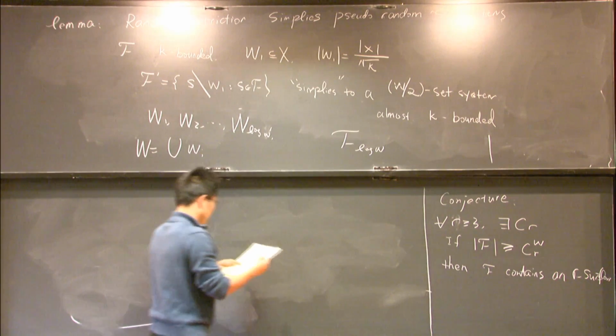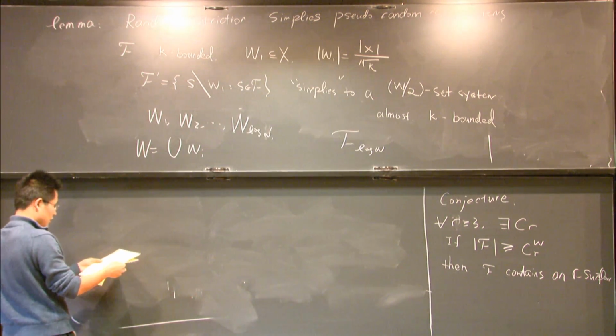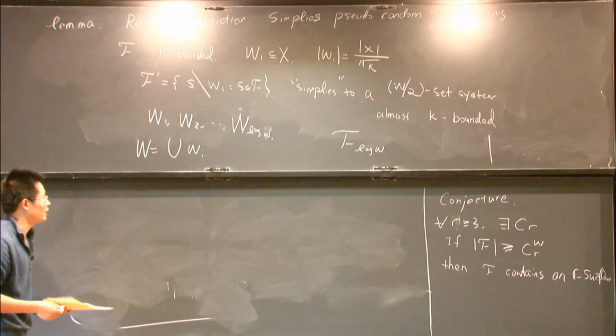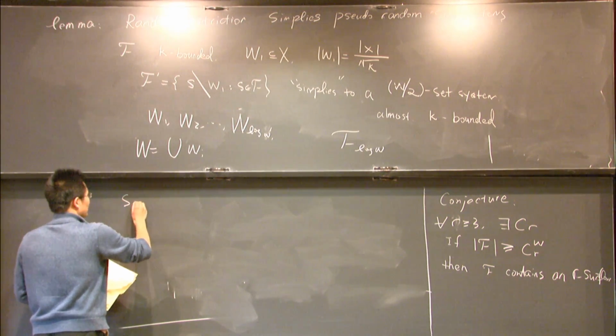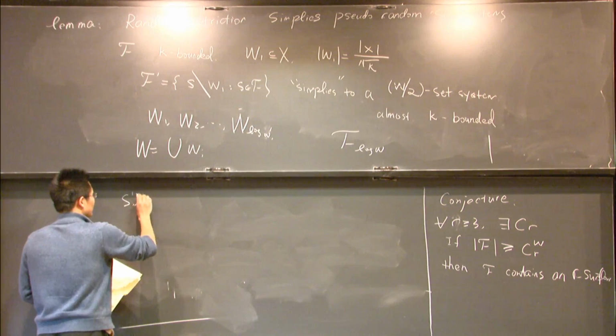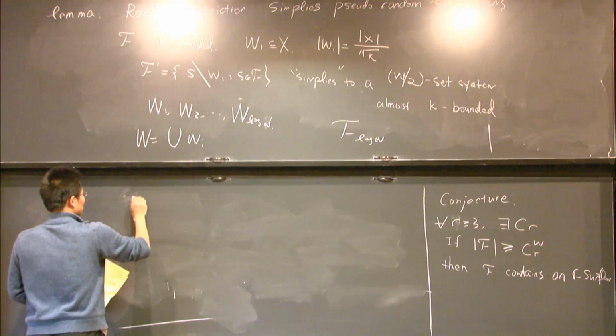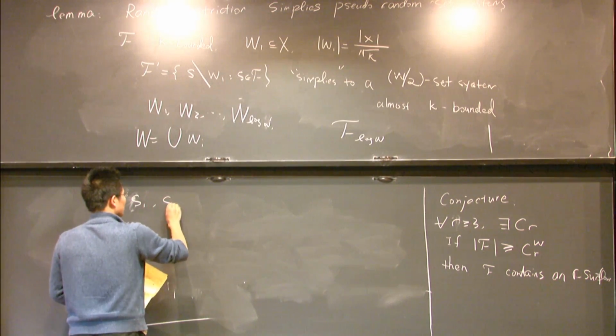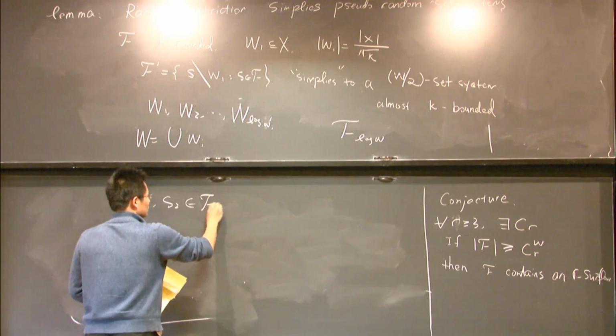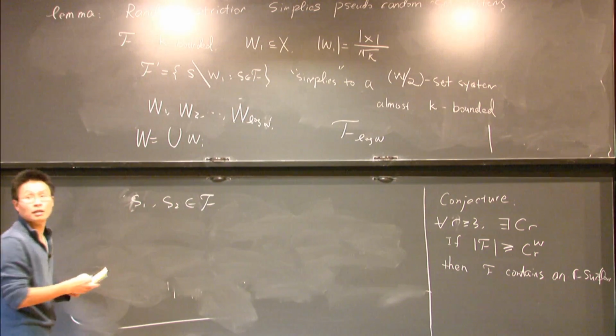Okay, simplifies means. So let me first introduce a simple observation. Let's say we have two sets S1, S2 from F. So this is a very simple observation.